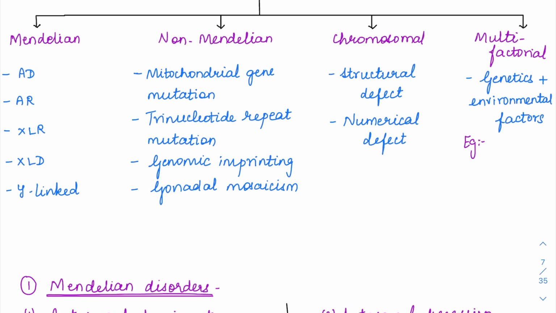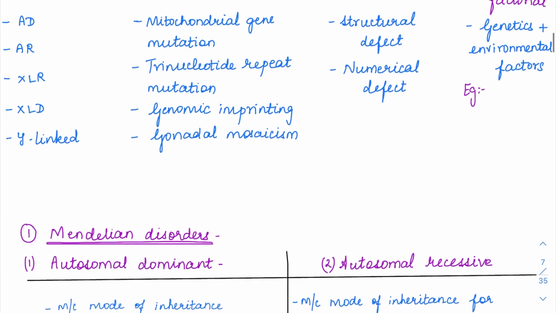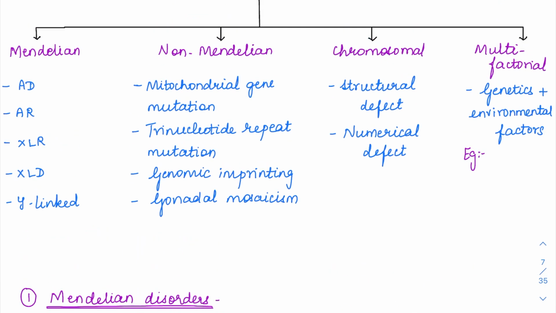Under non-Mendelian disorders, we are going to have 4 main categories. First is the mitochondrial mutations, so mitochondrial DNA mutations are going to be there. Then trinucleotide repeat mutations. Then genomic imprinting. Then finally gonadal mosaicism. Then in the chromosomal disorders, we can either have a structural defect or a numerical defect.